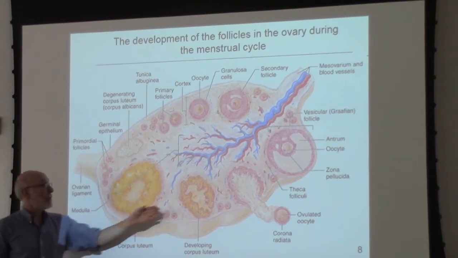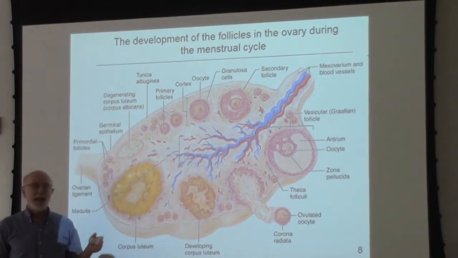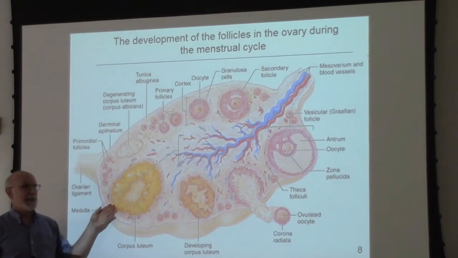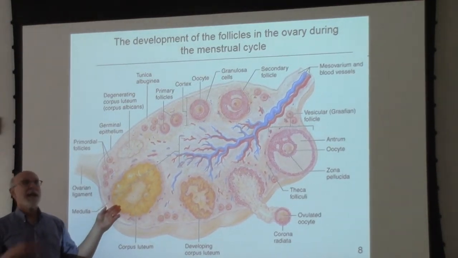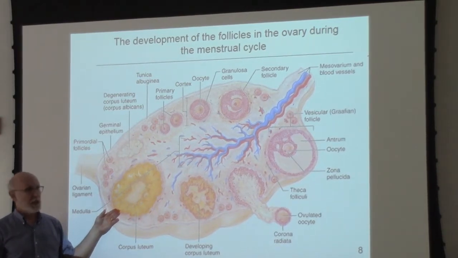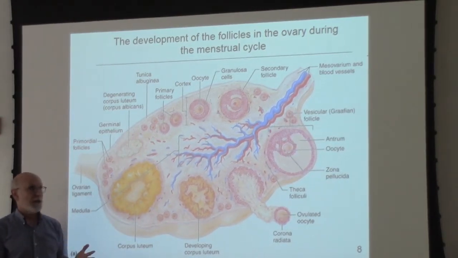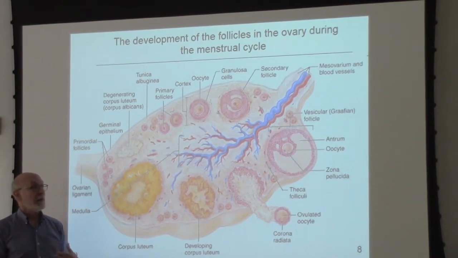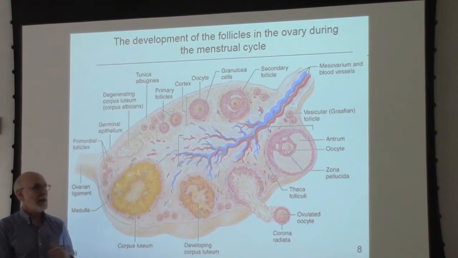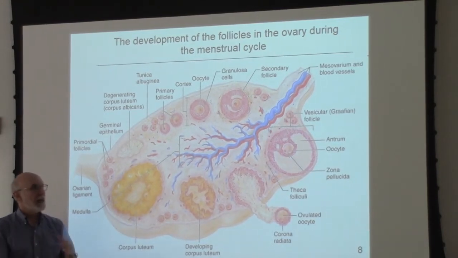The corpus luteum continues to develop in response to endocrine changes and will maintain itself as an important endocrine organ if there is fertilization. And if there is not fertilization, then the signals for sustaining it don't happen, and it degenerates. And that degeneration then is accompanied with uterine shedding and bleeding.